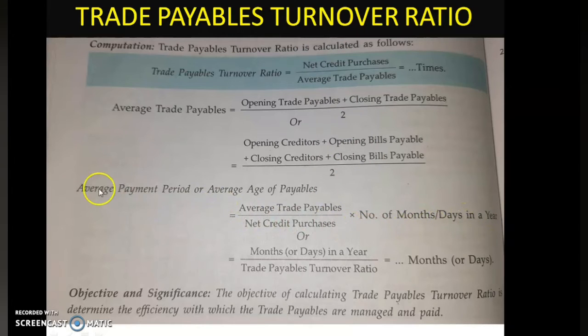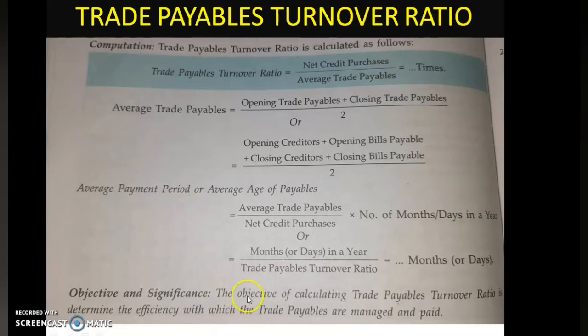So if in your question they are asking you what is the average payment period, you have to use this formula, or you can use the formula months or days in a year divided by trade payables turnover ratio. So you will get the answer either in months or days. That is your average payment period. Only if the question is asking you to do this, you have to find out the average payment period.